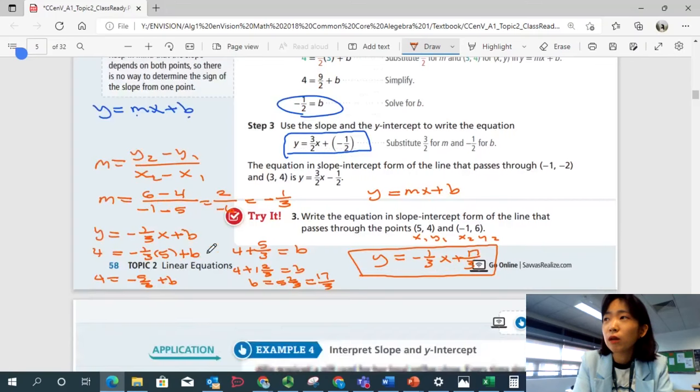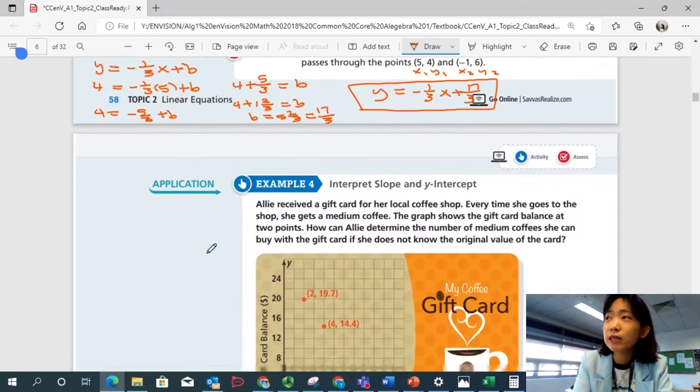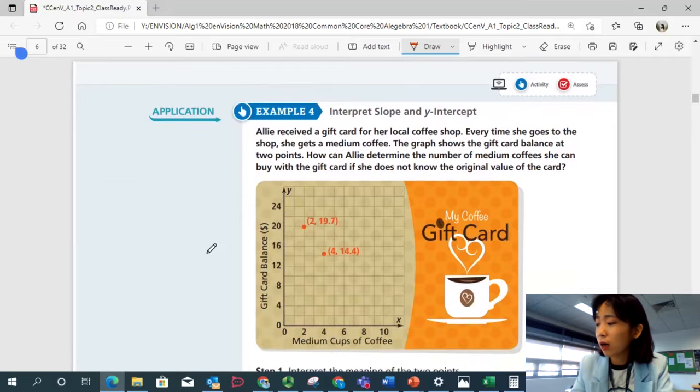Okay, that was try number 3. Let's look at example 4 and make applications. It's the last example: interpreting slope and y-intercept.